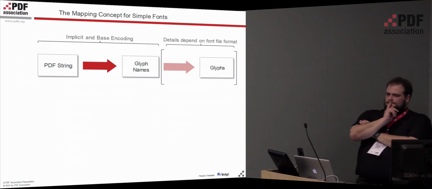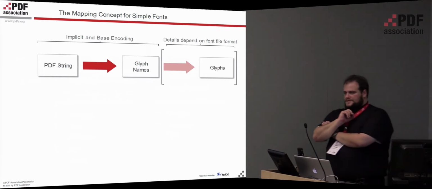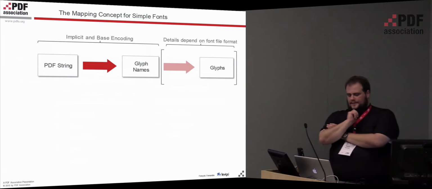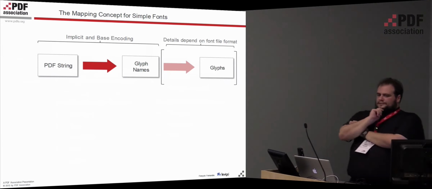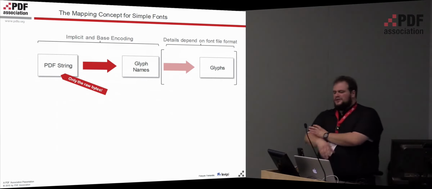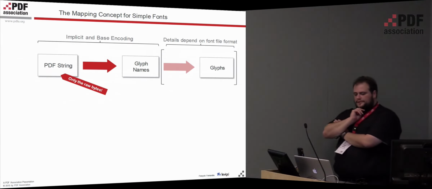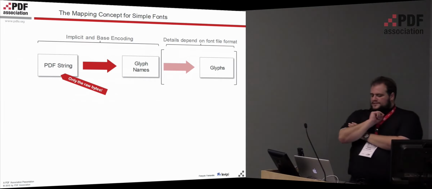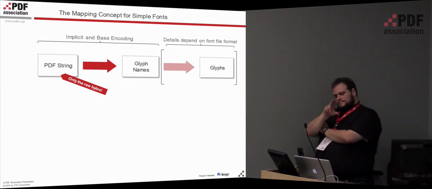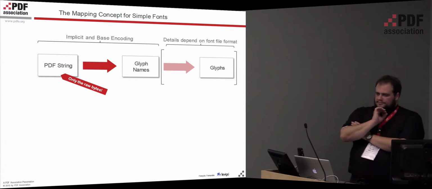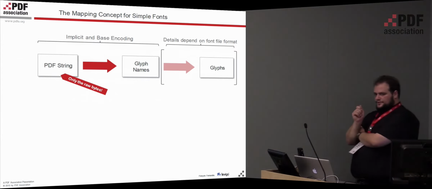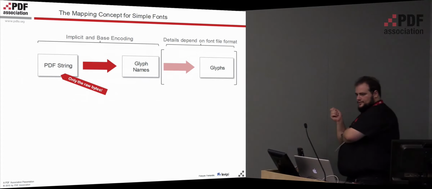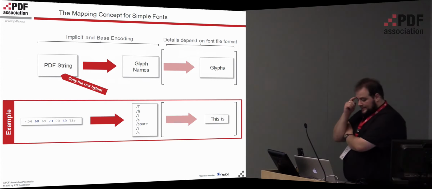So let's have a look at how PDF is thinking about font mapping for simple fonts. We have the PDF string. Actually, this is basically only the raw bytes, as we've seen before. Using the implicit and base encoding, we map anything to glyph names. And beginning from that moment on, we will have a font file dependent selection on how to access those actual glyphs.